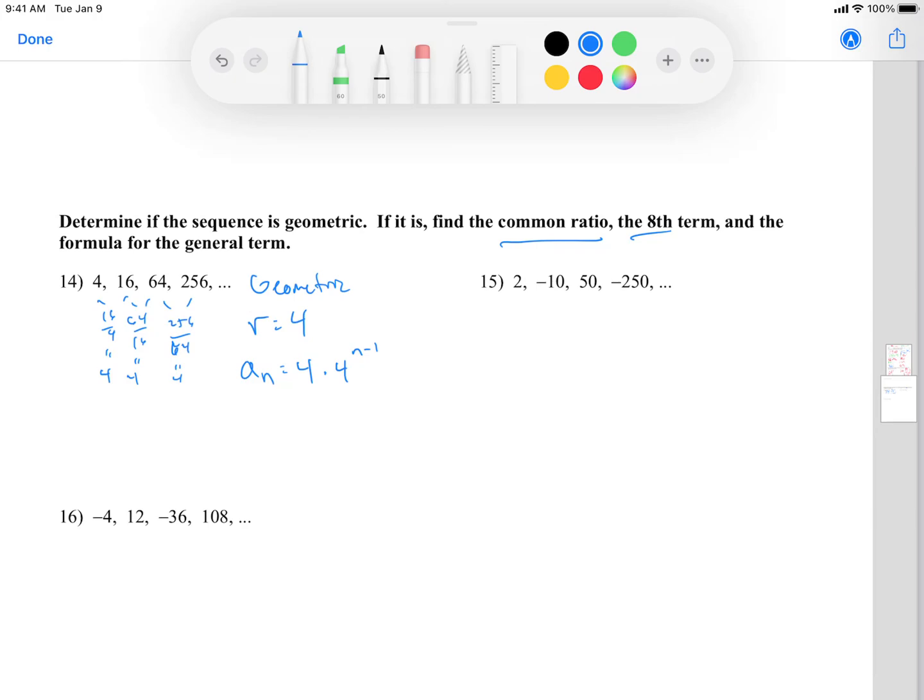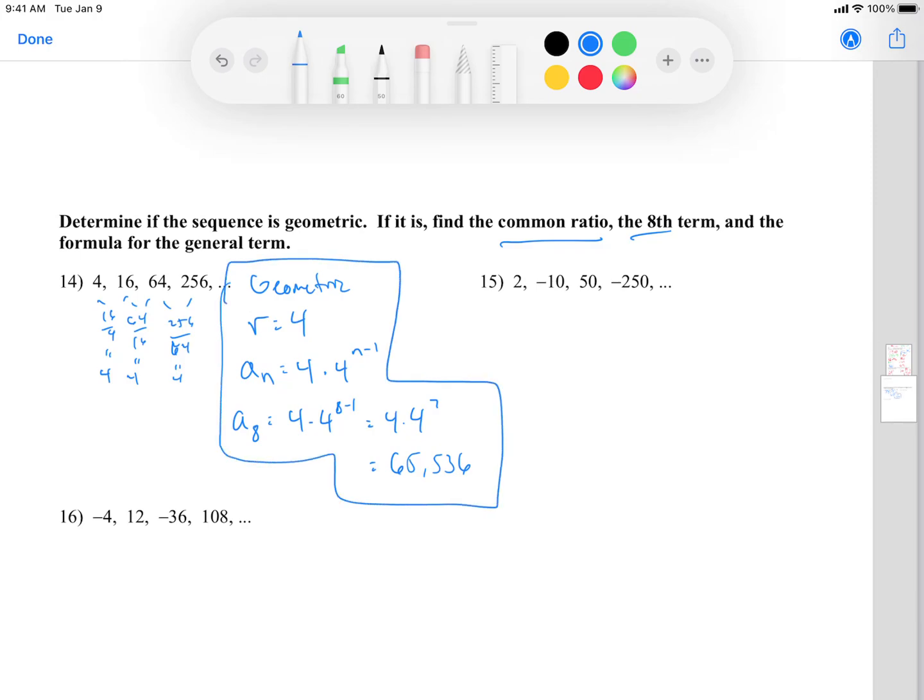So if I want to find the eighth term, it is equal to 4 times 4 to the 8 minus 1, which is equal to 4 times 4 to the 7th, which is equal to, oh shoot, why is my screen glitching? So my eighth term should be 65,536. And that's kind of how we can do this.